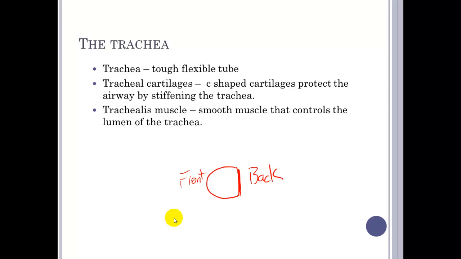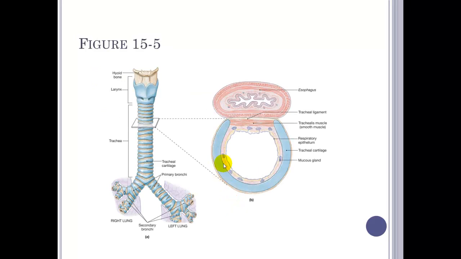C-shaped cartilages protect the airway from occlusion by stiffening the trachea. The trachealis muscle is smooth muscle that controls the lumen of the trachea, and in bronchospasm or an asthma attack, this can actually spasm and decrease the lumen of the airway. So this right here is what I was talking about. These are cartilaginous rings. They keep the lumen open.